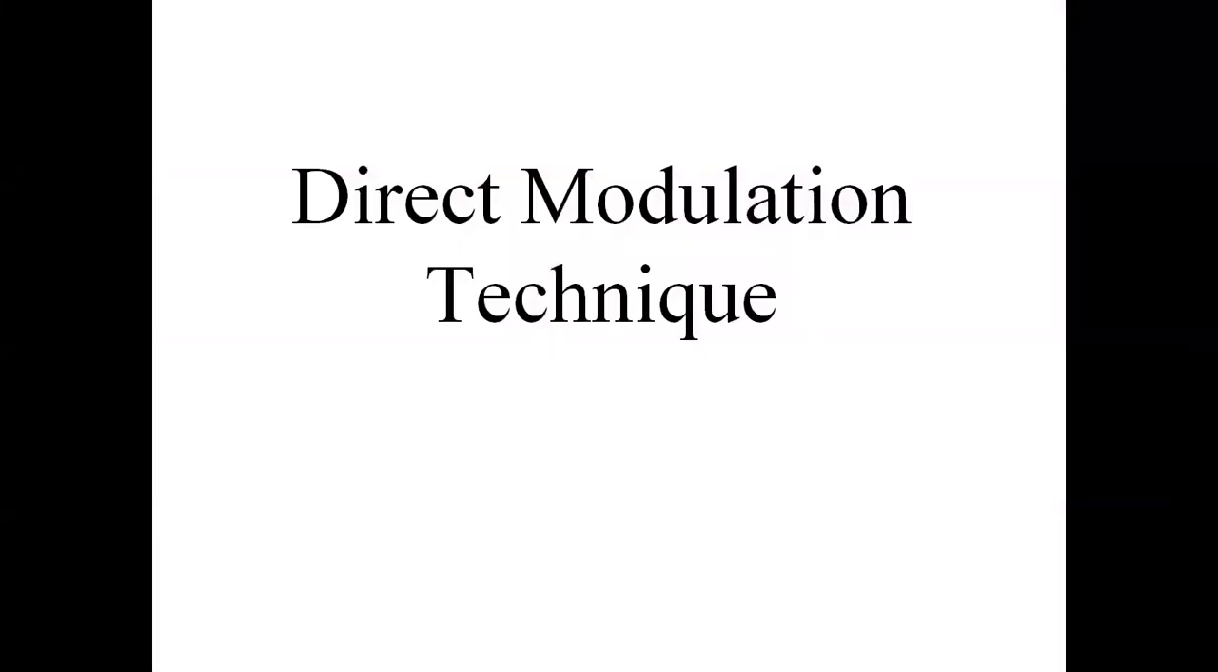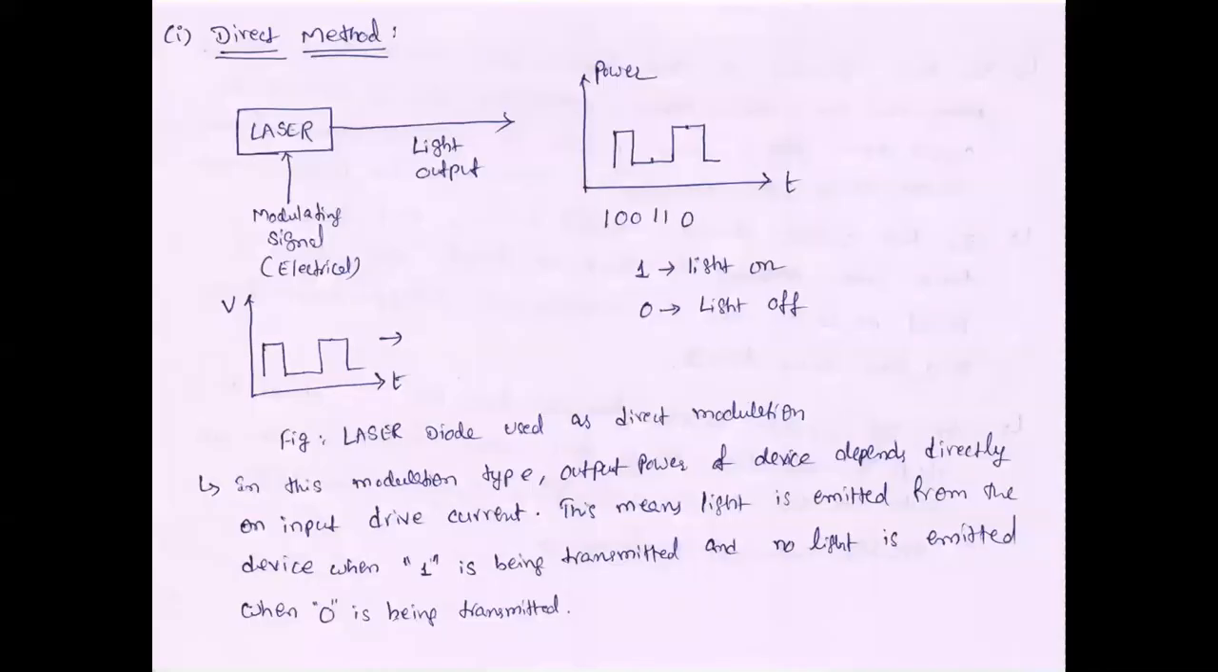The first technique is the direct modulation technique. Direct modulation means you directly convert the electrical form to optical form. See this one, in this direct method, this is a modulator. We are taking the example of a laser. We give the input as the modulating signal, that is the electrical signal, and the output is a light signal.